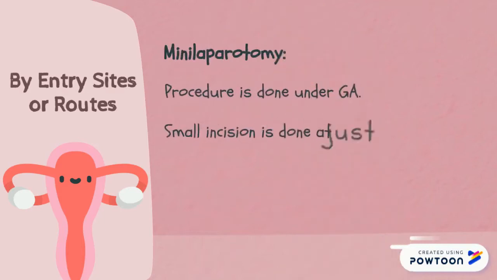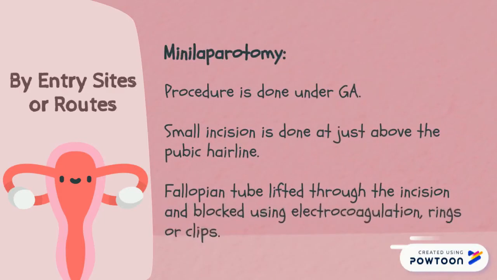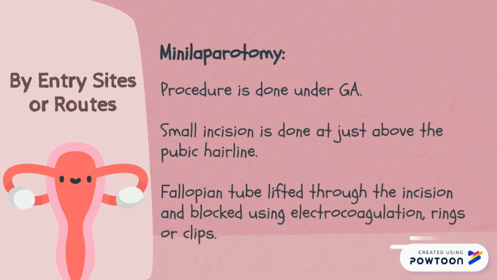Minilaparotomy is a procedure done under general anesthesia. A small incision is made just above the pubic hairline. Then, the fallopian tube is lifted through the incision and blocked using the cauterization method, fallope ring, or clip.